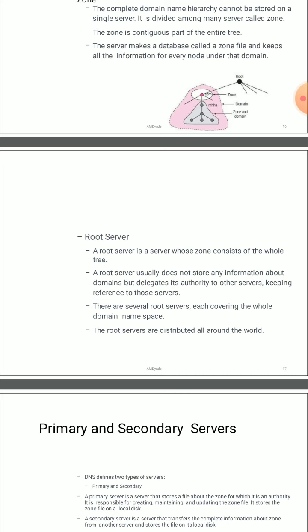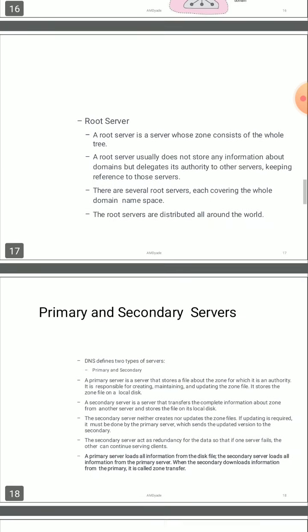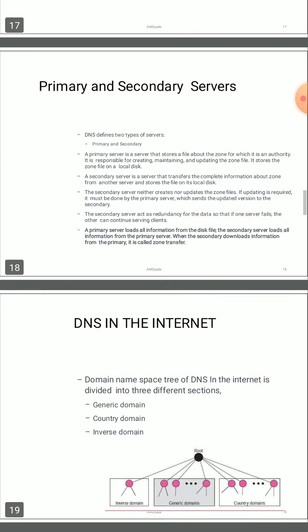There are several root servers, each covering the whole domain namespace. The root servers are distributed all around the world. So similarly, as I said, there are a lot of root servers spread all over the world. Next, what are primary and secondary servers?